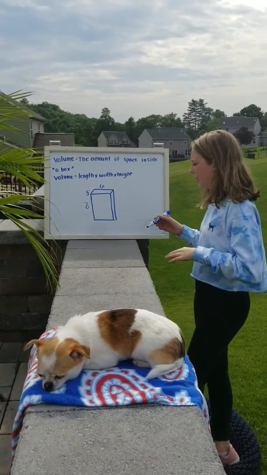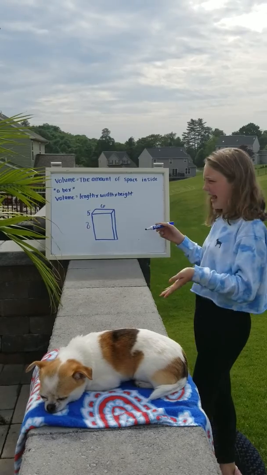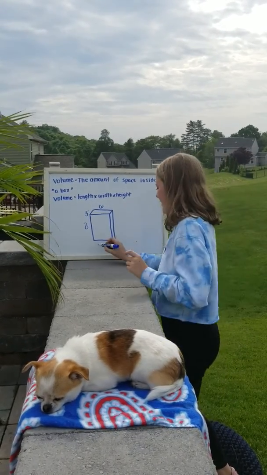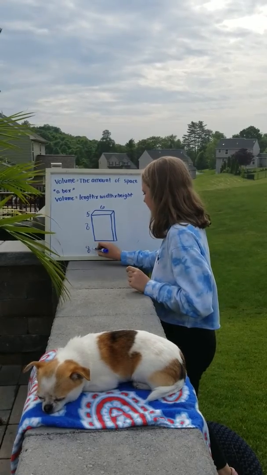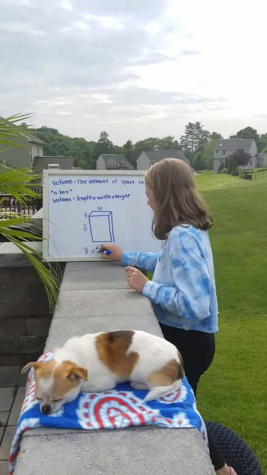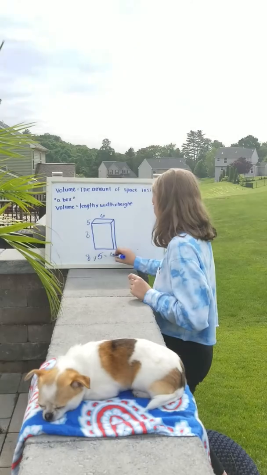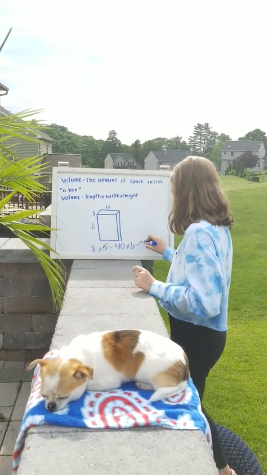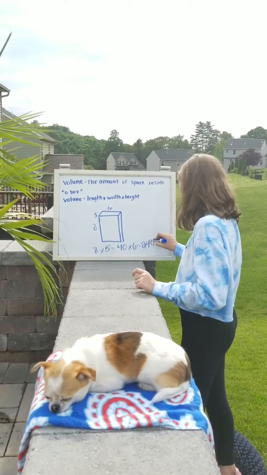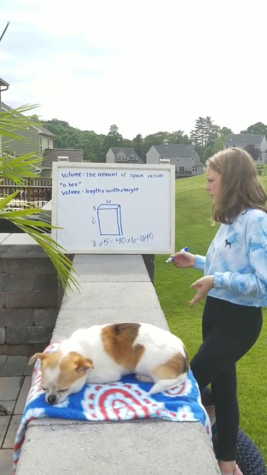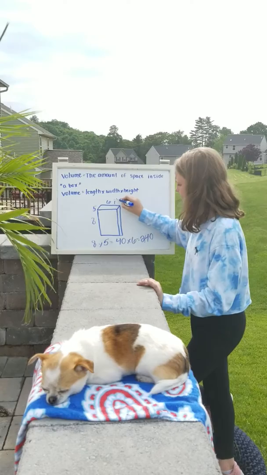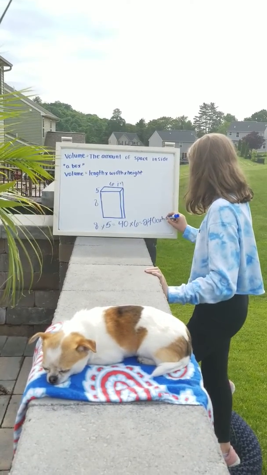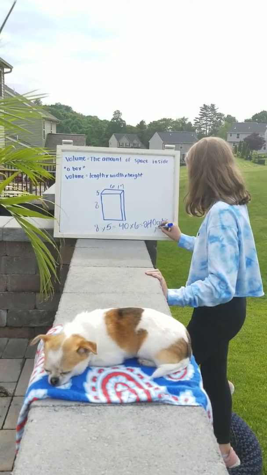So I'm going to multiply them together, and after that, you have your answer, and then you guys do one on your own. 8 times 5 is 40, times 6 is 240. And we'll just label it as inches. So it would be cubic inches.